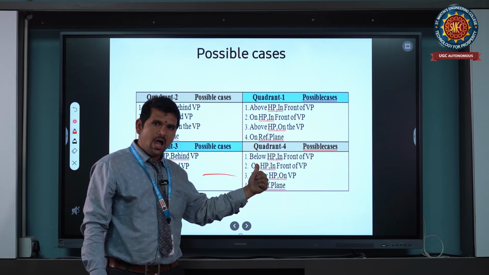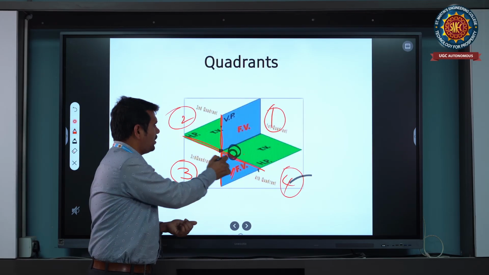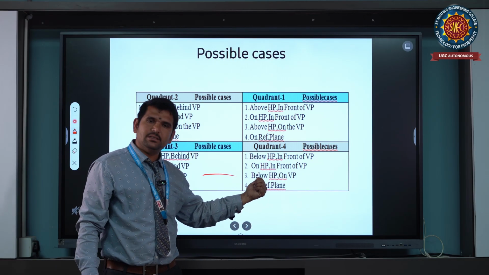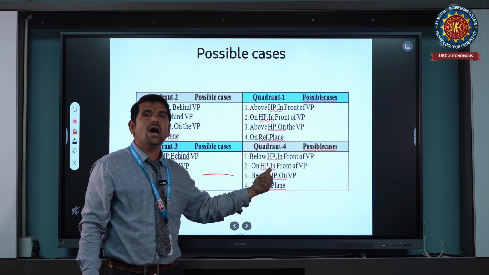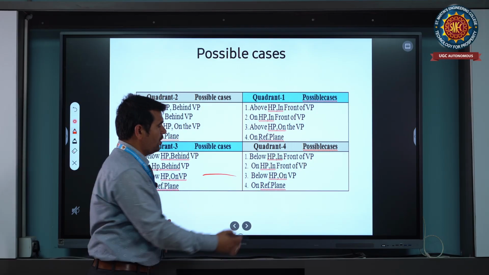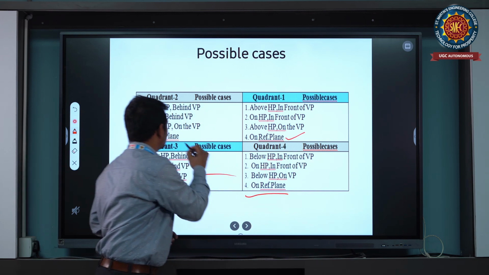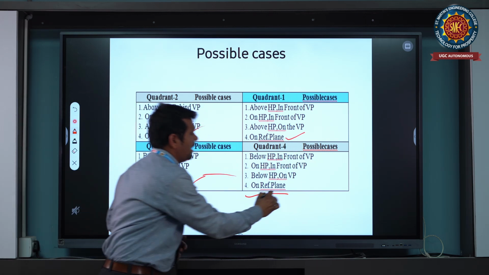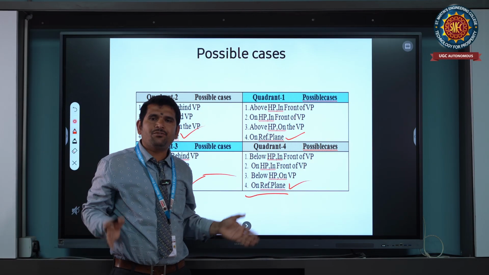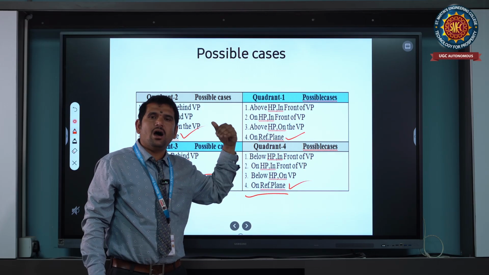Next, the second one is on HP, in front of VP. So there is a point on HP, for example, on HP in front of VP. That is a possibility of the fourth quadrant, and the third point is below HP, on VP. And on reference: commonly we observe the on-reference plane in the first quadrant, as well as the second, third, and fourth quadrants. So this point is commonly used in all four quadrants. So this is the quadrant-related possibility cases in orthographic projections.